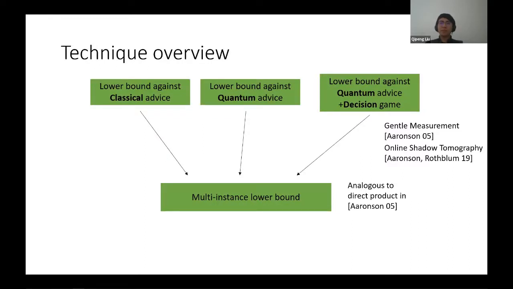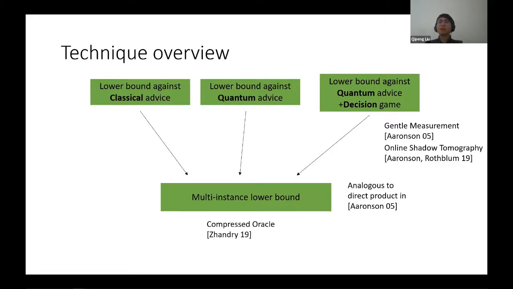Now let's briefly talk about our technique. Our proof consists of the following steps. First, we reduce lower bounds against advice to multi-instance game lower bounds. The reduction is analogous to the direct product problem by Aaronson, but it is probably stronger. And also the reduction is generic, and independent of the applications. By using the gentle measurement lemma and also an online version of shadow tomography, we reduce lower bounds against classical advice or quantum advice with decision games to multi-instance lower bounds.